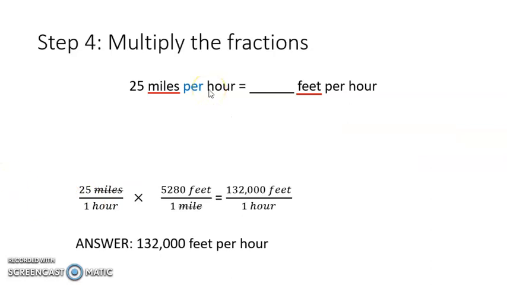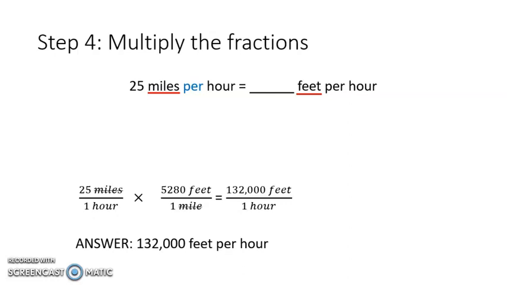Our final step is to just multiply these fractions. Notice in my fraction multiplication, I have canceled out the miles. And now I can just do 25 times 5,280 is 132,000. And I keep the feet that didn't cross out. And then in the denominator, I have 1 hour times 1, which is 1 hour. So my answer is 132,000 feet per hour. Let's take a look at another example.